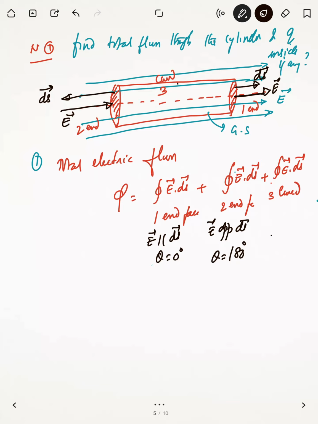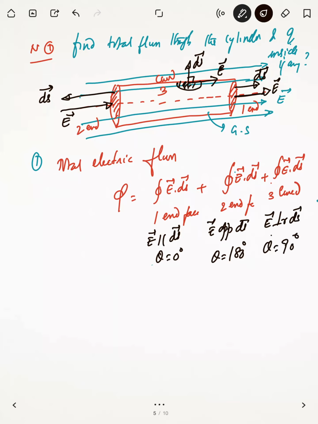On the curved surface, we can take a small area and the ds vector will be like this, and the electric field will be along the positive x-axis, so the angle between them is 90 degree. So on the curved surface, E vector is perpendicular to ds vector, theta 90 degree.